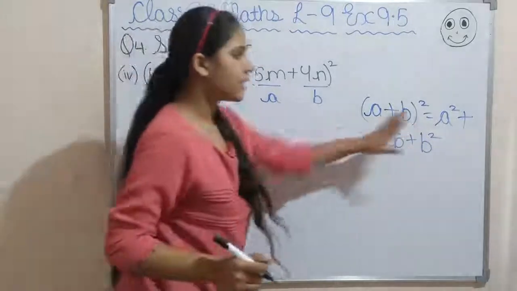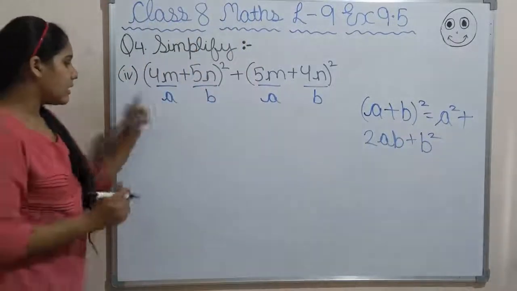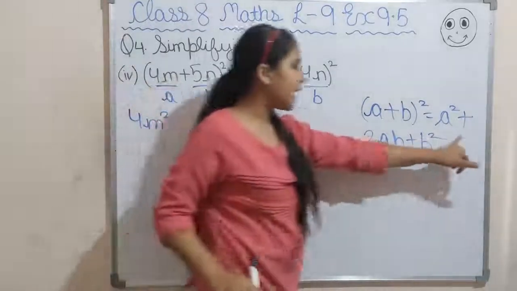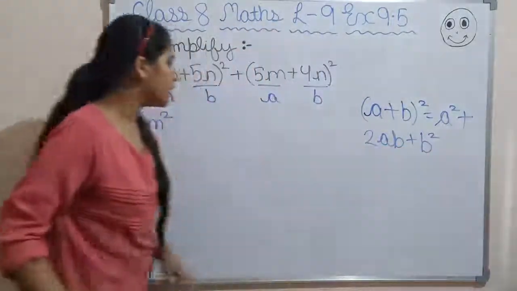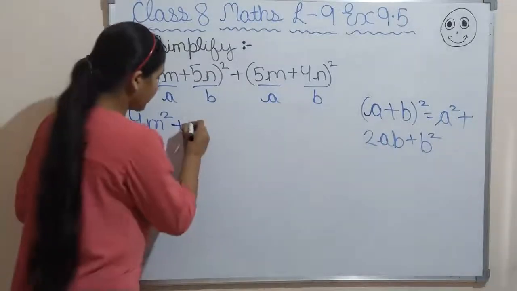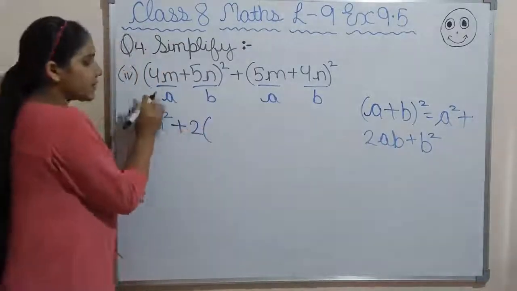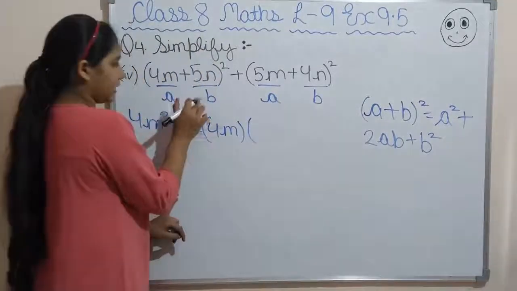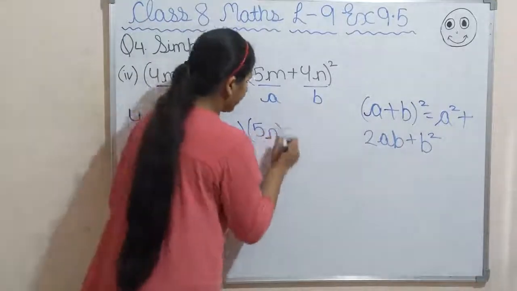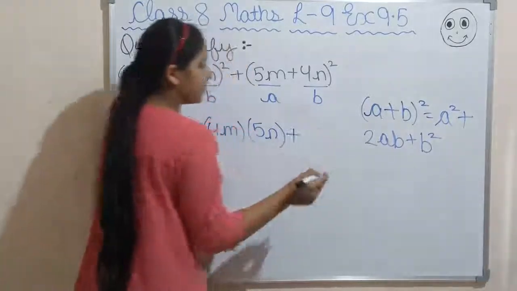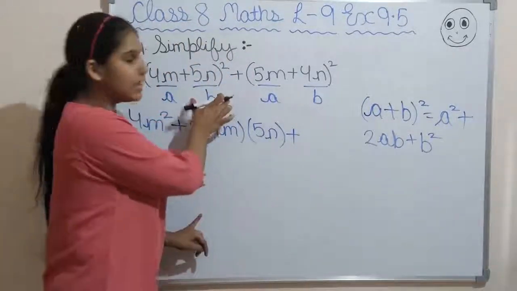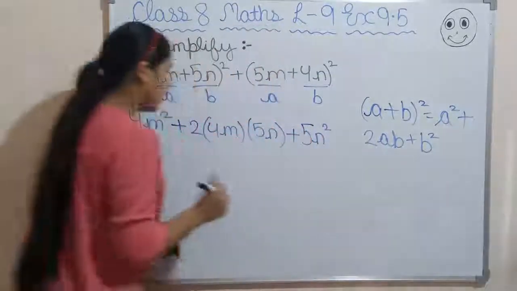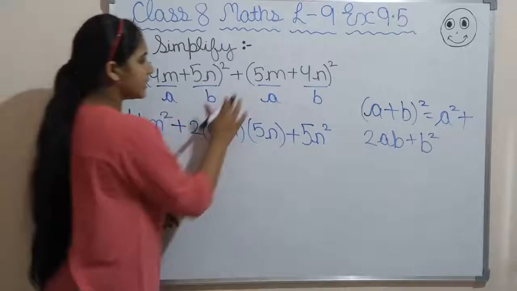First is a square, and a here is 4m, so 4m square. Then which sign? Plus sign is there. Then 2 into a into b. So plus sign as it is, 2 into a, a is this, means 4m, into b. b is this, means 5n. Then again plus as it is, and b square. b is this, means 5n square. Then this next plus as it is.